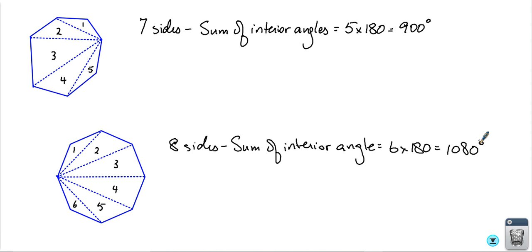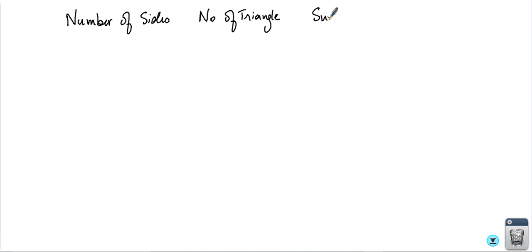Okay, so let's place all this in one single table, and let's come out with a general rule. So if I say that this is the column for number of sides, this is the column for number of triangles which I can form. This is the column for the sum of interior angles. So let's divide that into 3 columns.